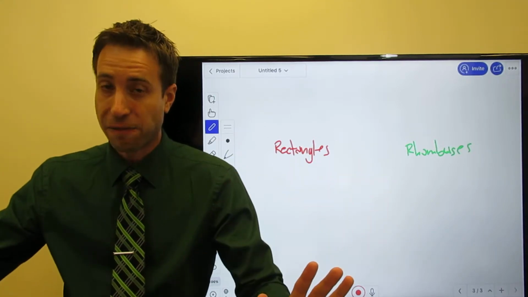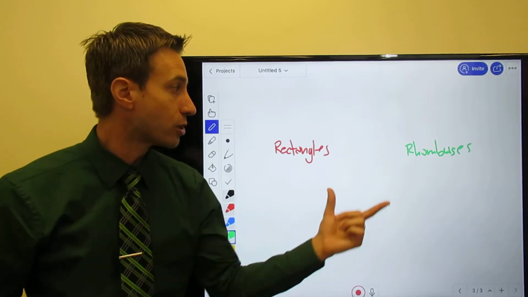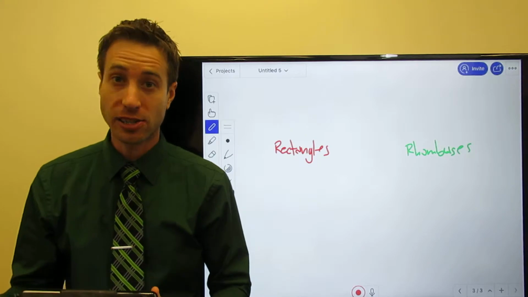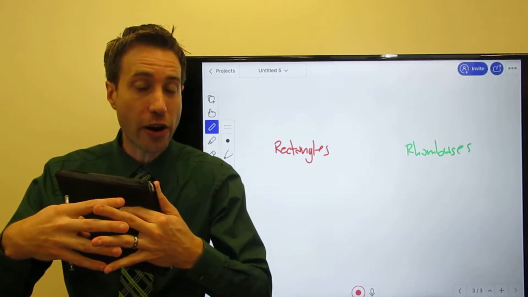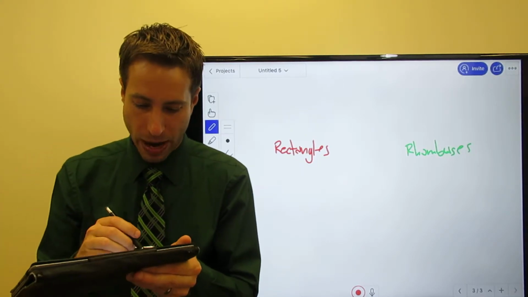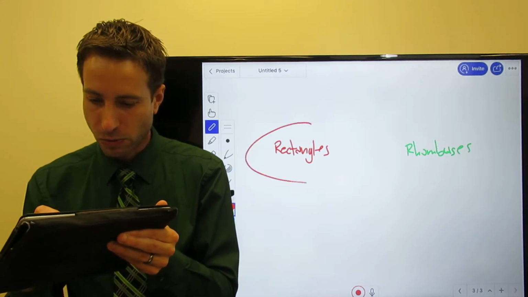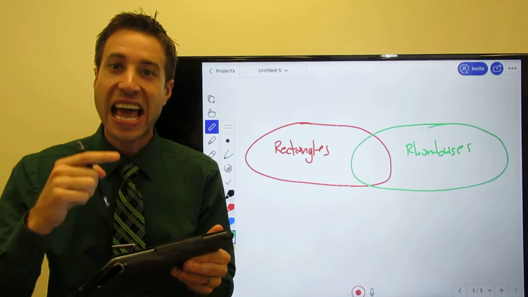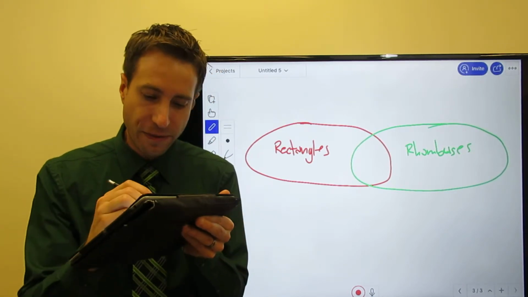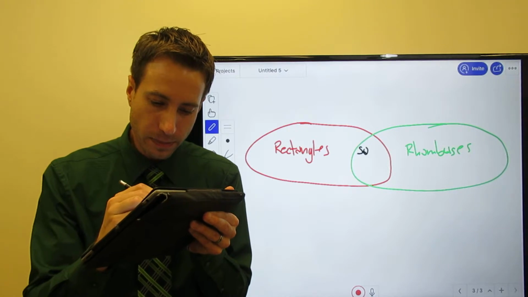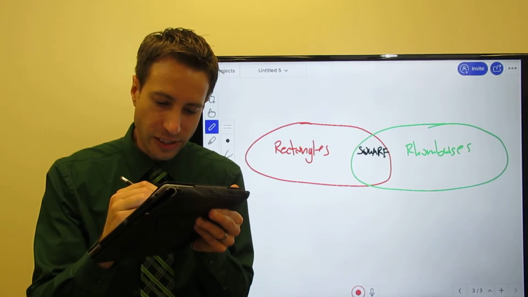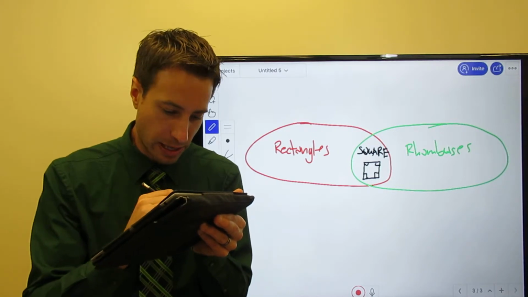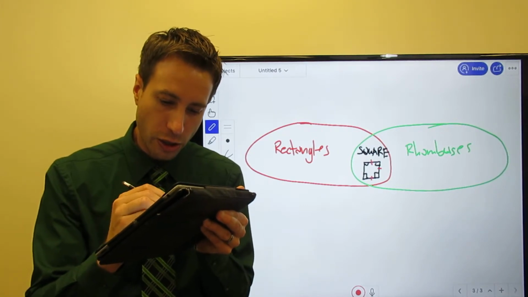They're two different figures. But what's interesting about these two figures is that they do share something in common, and what they share in common is a square. So you have rectangles and you have rhombuses, and where those two figures meet is a square. A square has 4 right angles and 4 congruent sides.